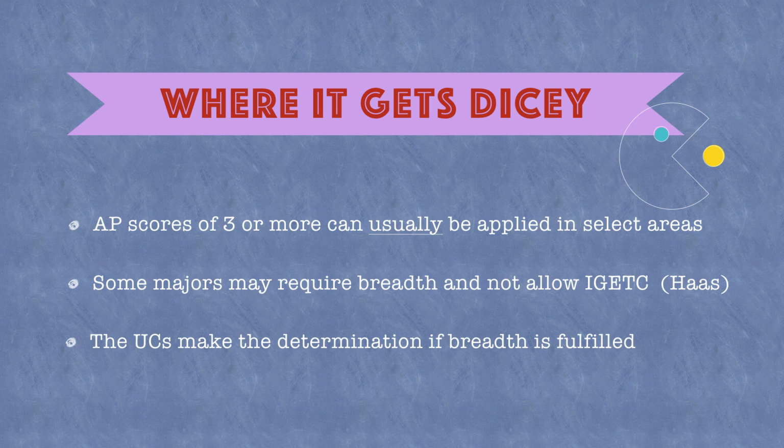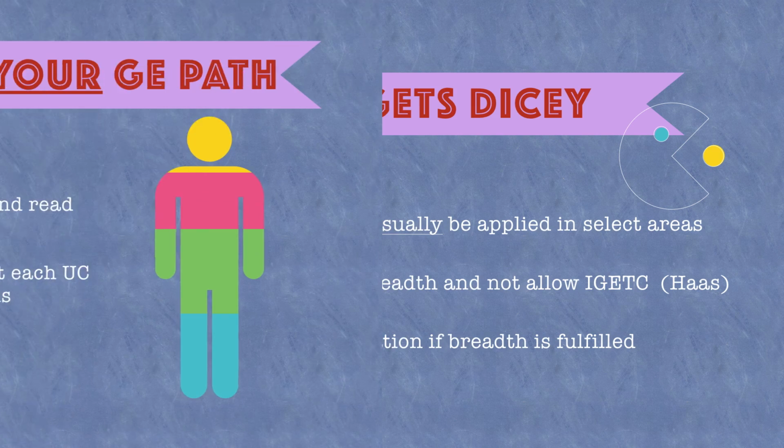The UCs make the determination if breadth is fulfilled. This is different from IGETC. With IGETC, the California Community College makes the decision. Once they sign off, every single UC just accepts it. They won't even question it. But each UC and each college is going to look at that breadth to see if it's fulfilled.